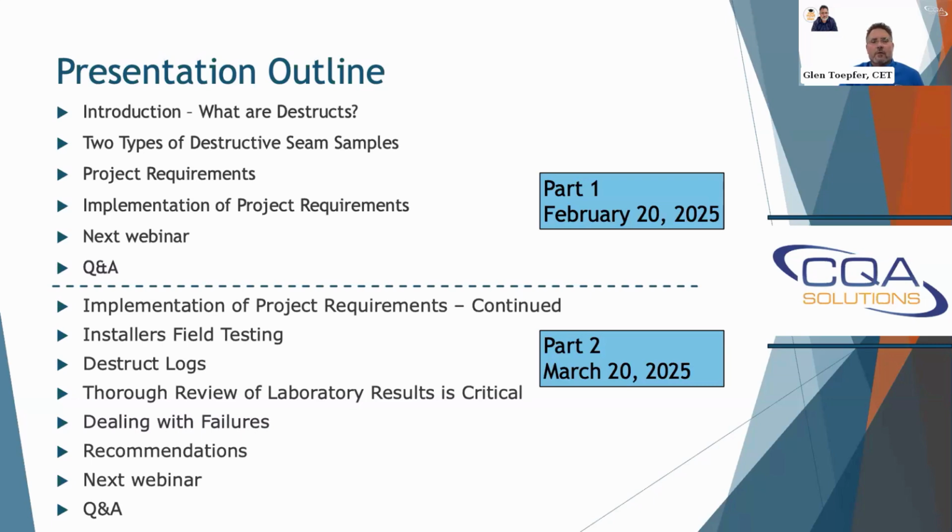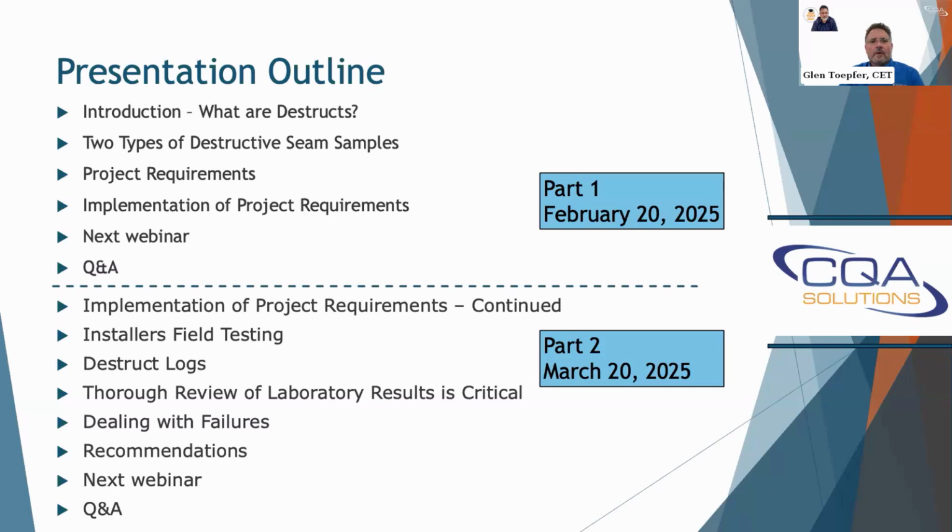Then we got into project requirements. The good foundation for any project is having good project requirements that allow the CQA, the installer, and the certifying engineer to do their job and ensure quality. And then we talked a little bit about implementation of project requirements, basically looking more at the construction document side of things, the engineering side of things. We're going to continue there today, getting into more of the field, looking at the installer's field testing.